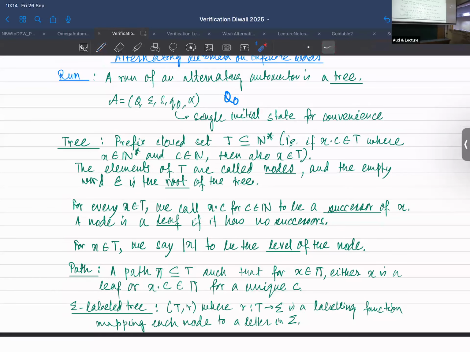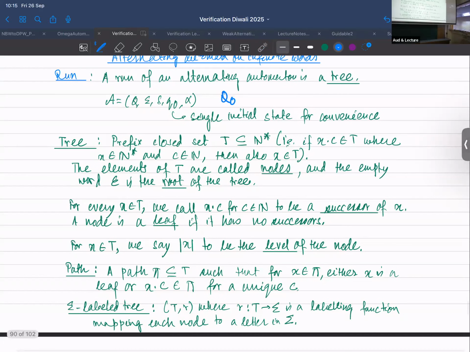So what is a tree formally? As I said, a run of an alternating automaton is a tree. A tree is a prefix closed set T, which is a subset of N star. Why am I saying it's a subset of N star? This set T is the set of nodes of the tree. When I say N star, you can put natural numbers one after another, a concatenation of such natural numbers. It's just like sigma star, right?